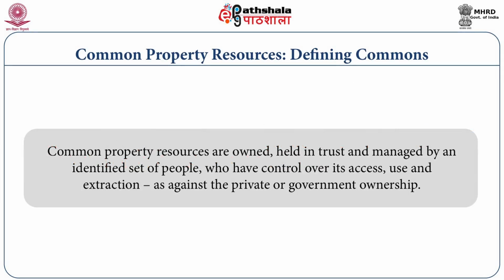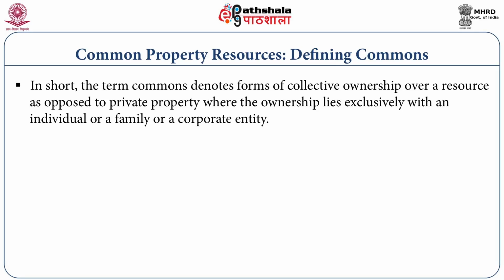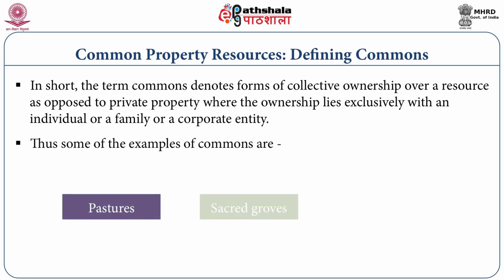Common property resources are thus owned, held in trust and managed by an identified set of people who have control over its access, use or extraction, as against private or government ownership. In short, the term commons denotes forms of collective ownership over a resource as opposed to private property, where the ownership lies exclusively with an individual or a family or a corporate entity. Thus, some examples of commons are pastures, sacred groves, village ponds, and so on.